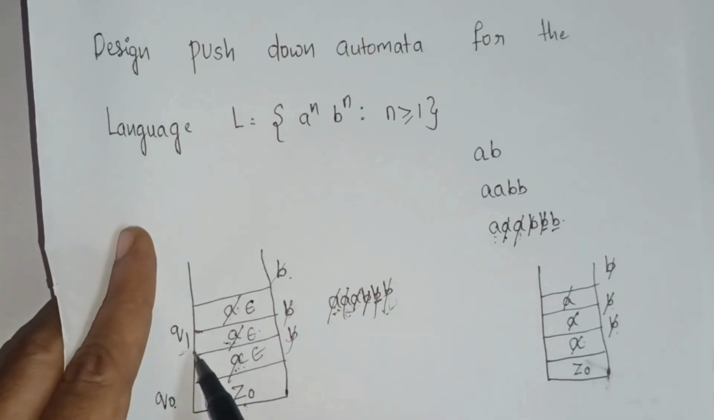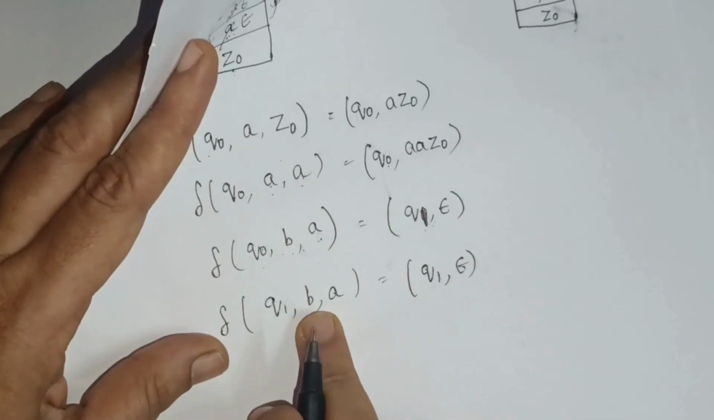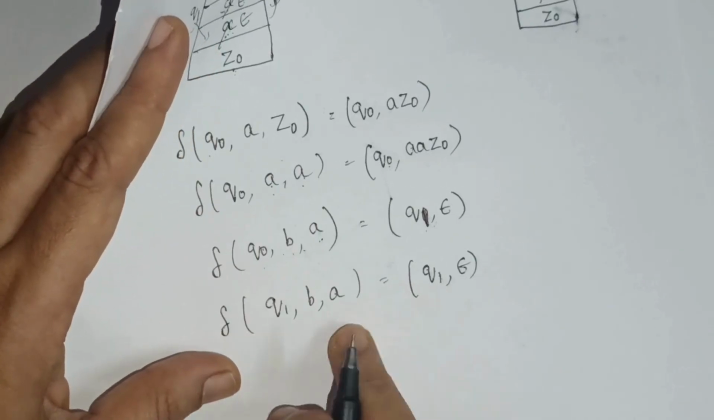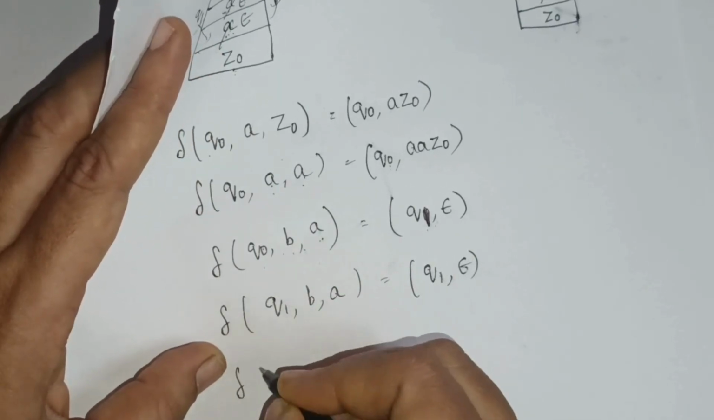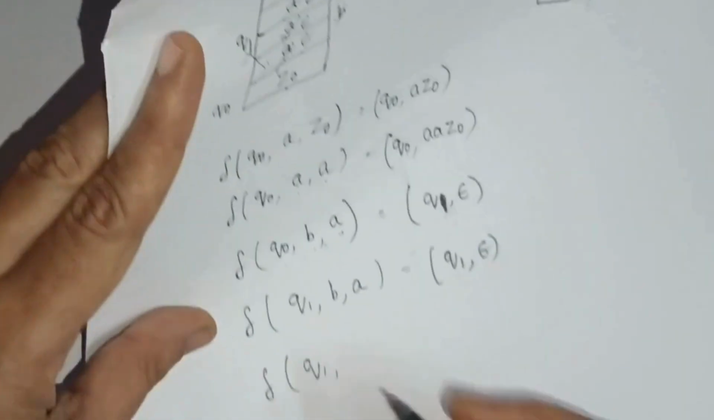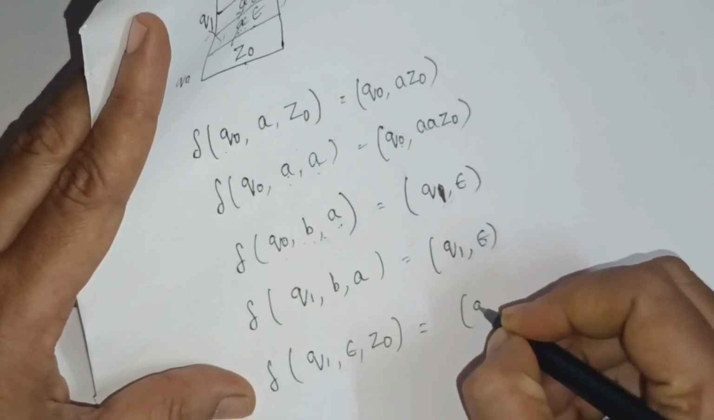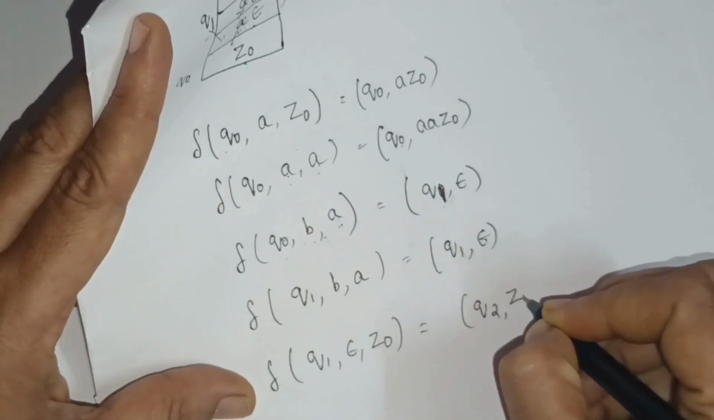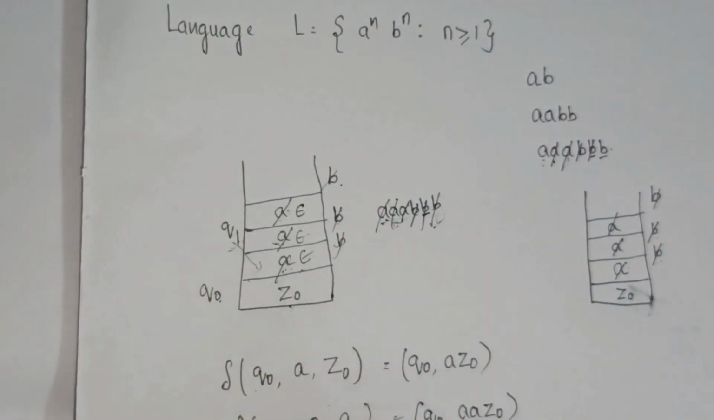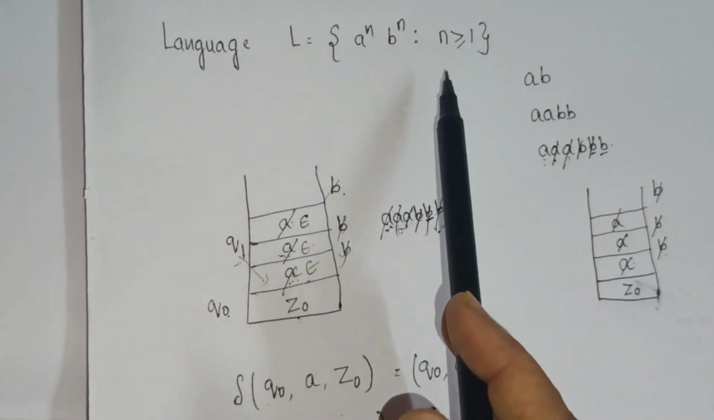Now it is epsilon. Now still the state is in Q1 only. So Q1, one more B is inserted. A is top of the stack. It will be Q1 epsilon. So finally all the elements are popped out. The state is still in Q1. So Q1, now top of the stack is epsilon. So Q1 epsilon Z naught, that equals to reaching to final state, that is Q2 Z naught. So this is the representation of a pushdown automata for a language A power n, B power n.